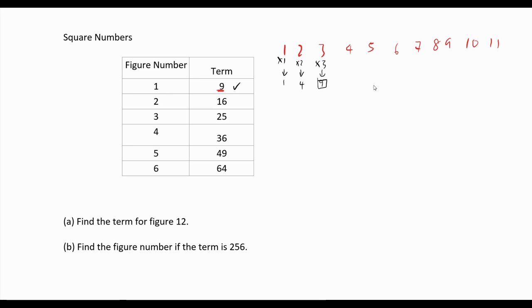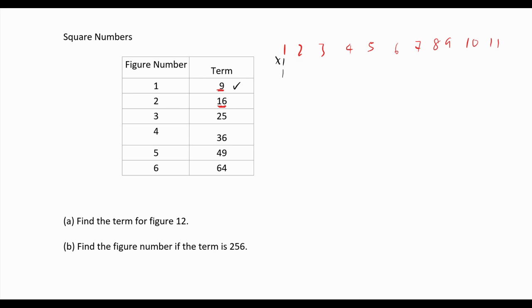For 16, we do the same thing. 1 times 1 gives us 1. 2 times 2 gives us 4. 3 times 3 gives us 9. 4 times 4 gives us 16. So 16 is a square number. Seems like a tedious process, but with more practice, these numbers become very familiar and you probably won't have to go down the list starting from 1.